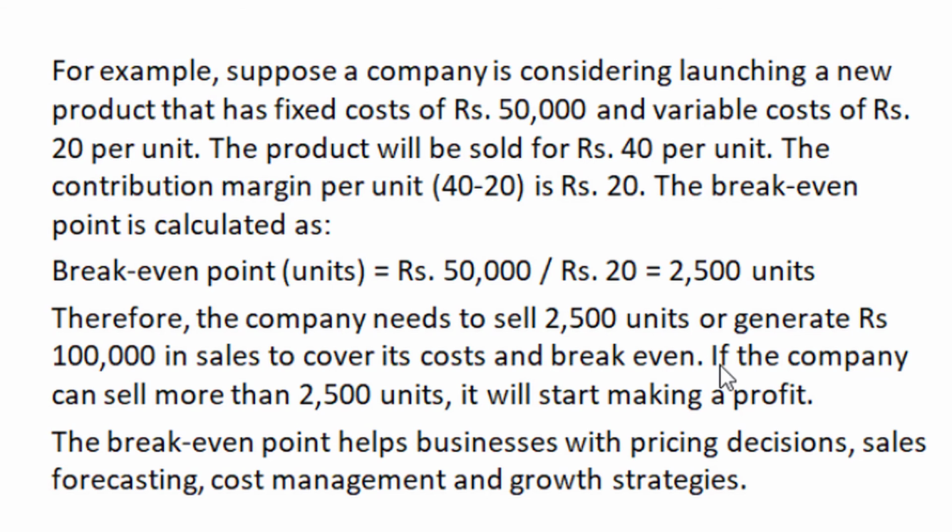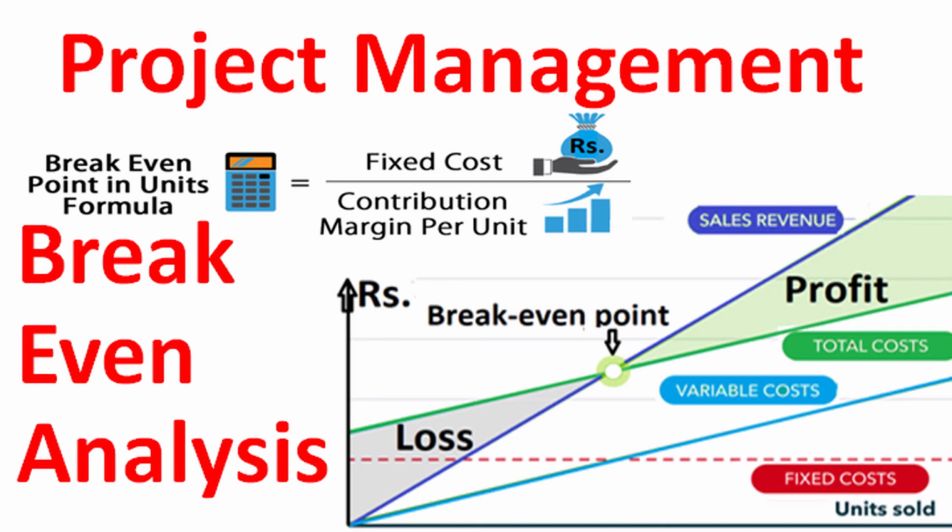And if this company sells more than 2,500 units, it will start making a profit. So we can say break-even point helps businesses with pricing decisions, sales forecasting, and cost management for profitable business operation. We hope this small learning video has explained each and every aspect of break-even analysis. Now you could understand what is contribution margin per unit and how break-even point is obtained as ratio of fixed cost to contribution margin.